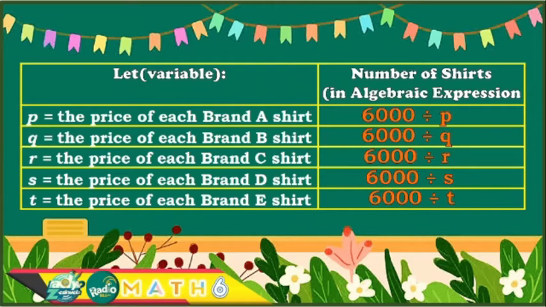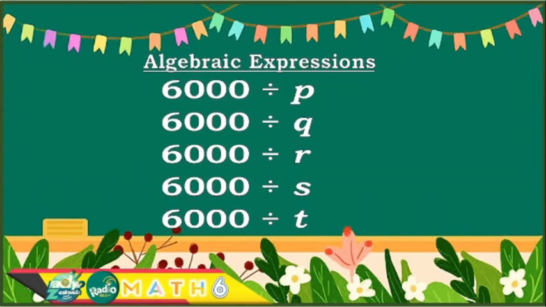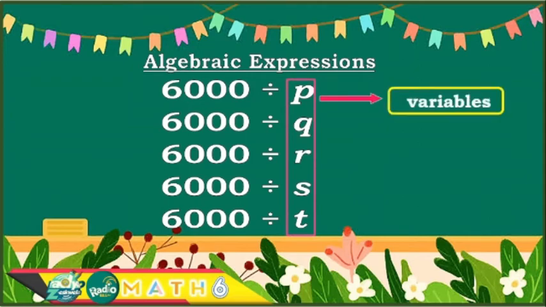Now, do you have an idea what an algebraic expression is? Good! Try to figure out. The algebraic expressions 6,000 divided by P, 6,000 divided by Q, 6,000 divided by R, 6,000 divided by S, and 6,000 divided by T consist of variables like P, Q, R, S, and T.